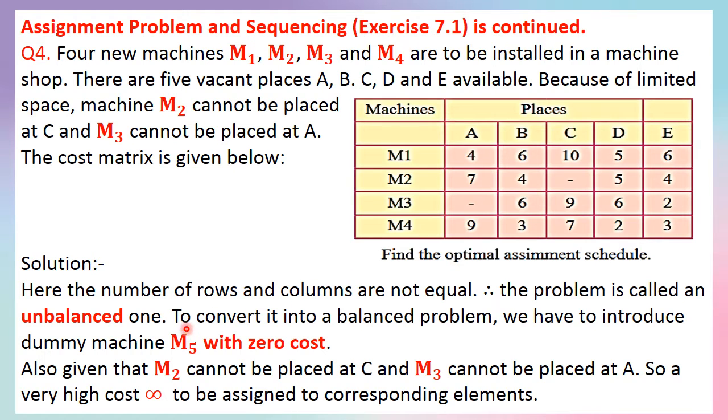Now, this is an unbalanced problem. We have already seen that to convert it into a balanced problem we have to introduce a dummy machine M5 with a zero cost. Also M2 cannot be placed at C and M3 cannot be placed at A because there is not enough space, limited space only. So these two machines cannot be placed in these two spaces. So we have to assign a very high cost, infinity, in the corresponding element.